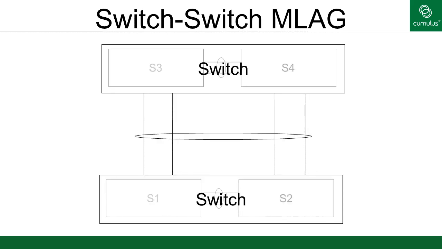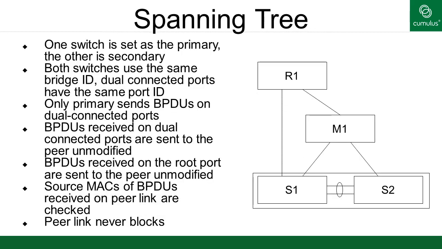From a logical perspective, this is how it looks. It looks like you have a switch at the top, a switch at the bottom, and a bond with 4 members in it between them. So another thing we have to handle is spanning tree. If we don't handle spanning tree, we'd get links that would be blocked that don't need to be. And so how do we handle this specially?